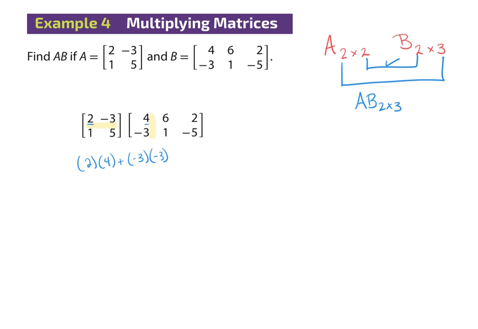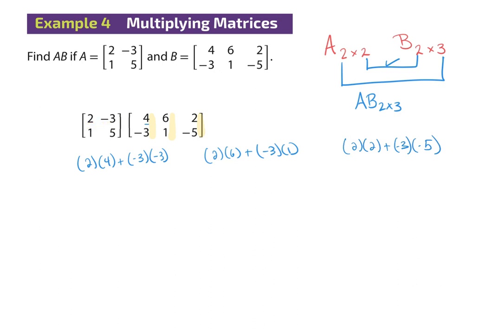Then I'm going to go to the next one. Same row, second column, right? Do exactly what I just did. I'm going to say 2 times 6 plus -3 times 1. Then I'm going to do the next one. Same row, third column. And I'm going to say 2 times 2 plus -3 times -5. Once I run out of columns, I'm done with that row. All right, and I'm going to go on to the next row.